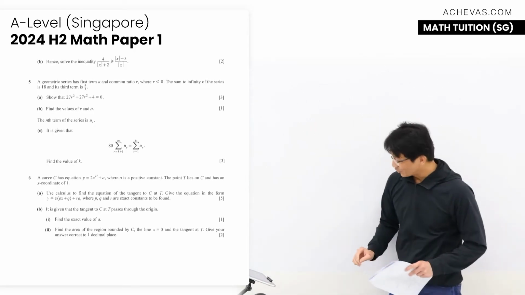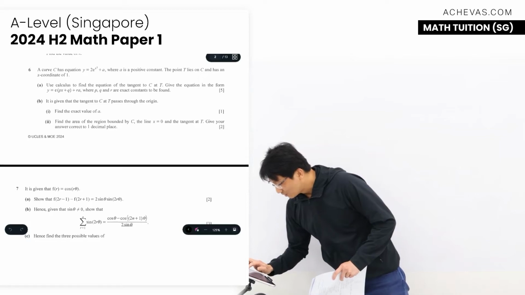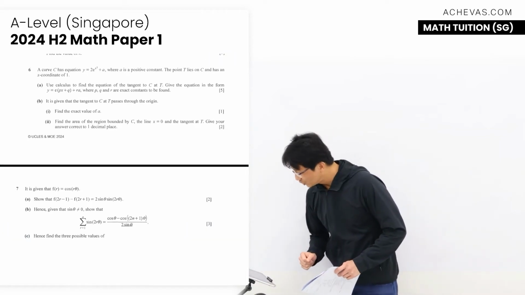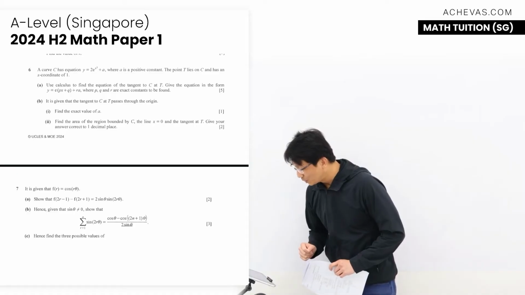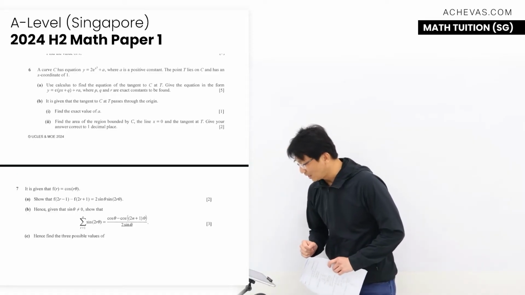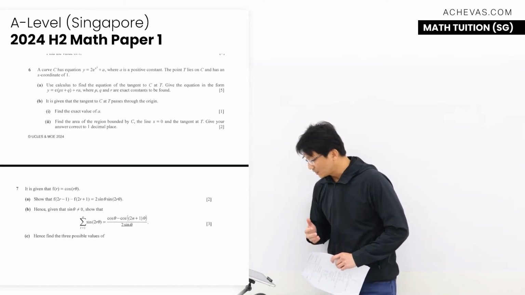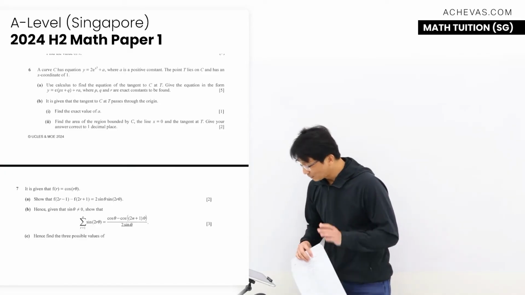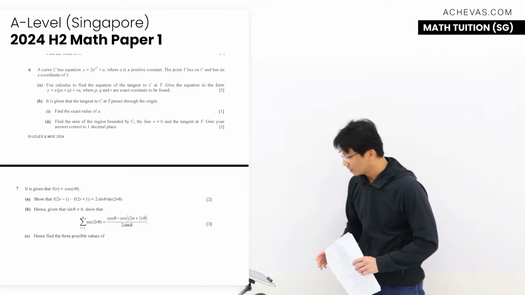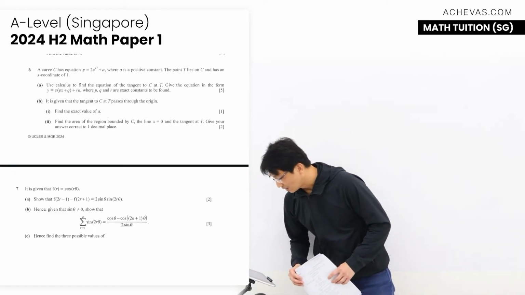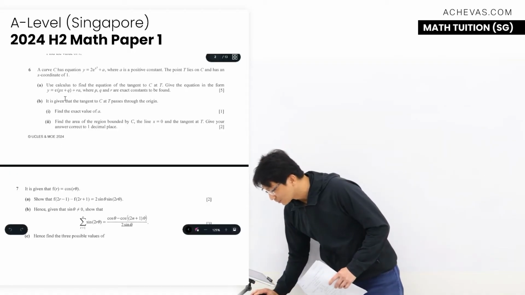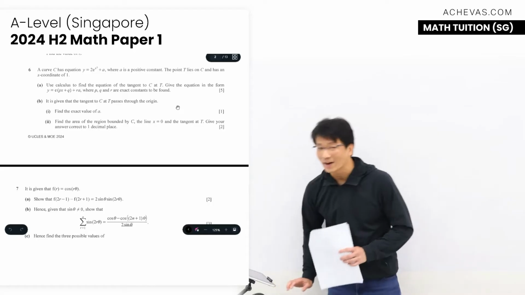Okay, now let's take a look at question number 6. For question 6, we are given a curve C and an equation of y equal to 2e to the power of x cubed plus a. And t lies on C and has an x coordinate of 1. And we are supposed to use calculus to find the equation of the tangent to C at t. And you're supposed to express your equation into this particular form here, where we are supposed to state the values of p, q, and r.